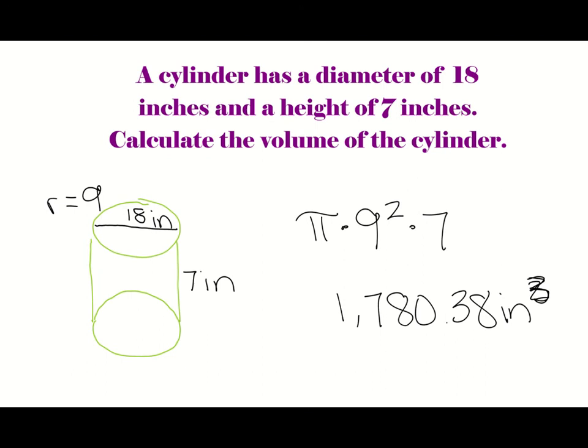So that's how you are going to find the volume of a cylinder. To sum it up, you take the area of the base, and in this case it is a circle, and multiply it times the height, and that's going to give you the volume.